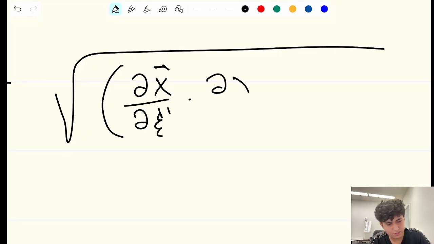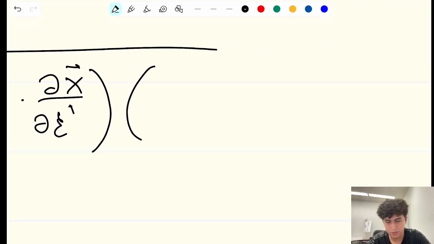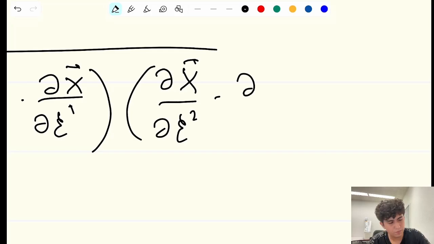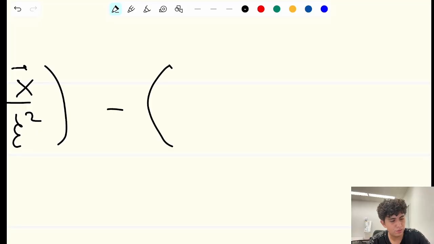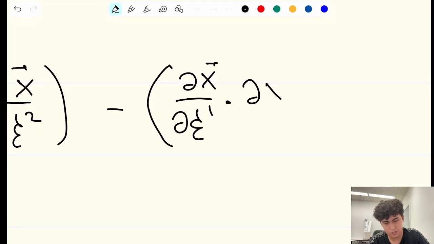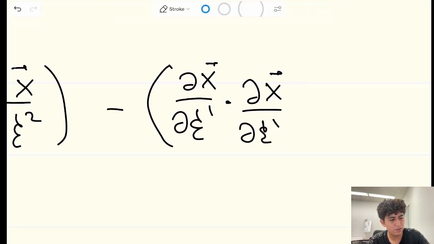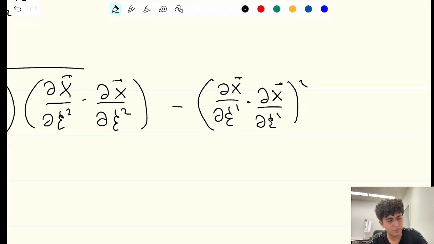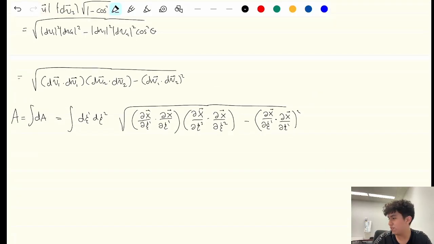And this, I'm not gonna erase it for a bit. There you go. 2 minus this chi1 partial chi1 squared. Okay, it's on the square root. Yeah, it's a huge expression.